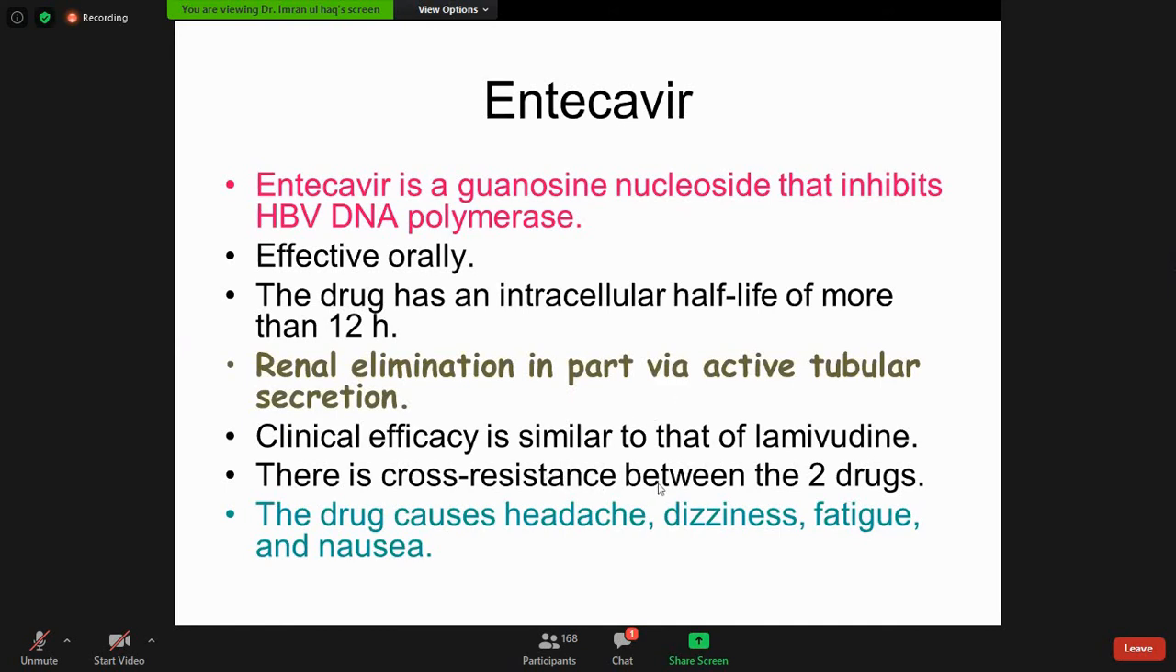Clinical efficacy is similar to that of lamivudine. There is cross-resistance between the two drugs, right? The drug causes headache, dizziness, fatigue, and nausea. When drugs show cross-resistance, it is better not to give the combination of these drugs. This is another important point.